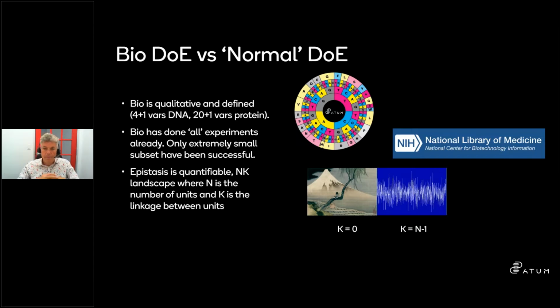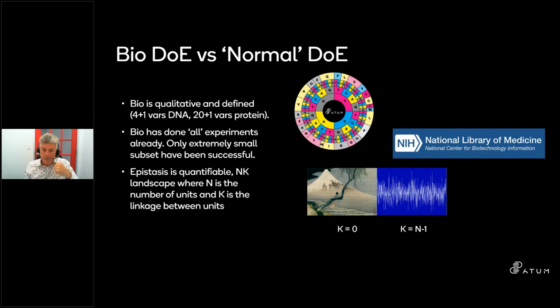And if we assume that N is the number of units, so amino acid substitutions in the protein, for instance, and K is the linkage between units. So if every single amino acid talks to every other single amino acid, K equals N minus 1.